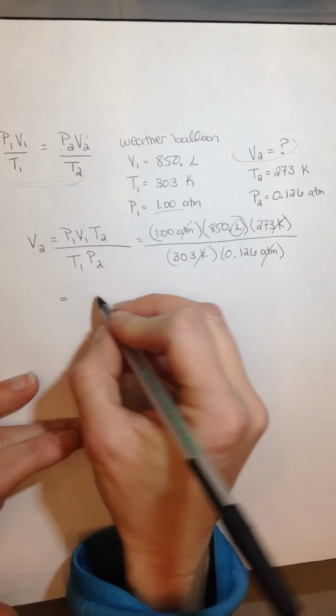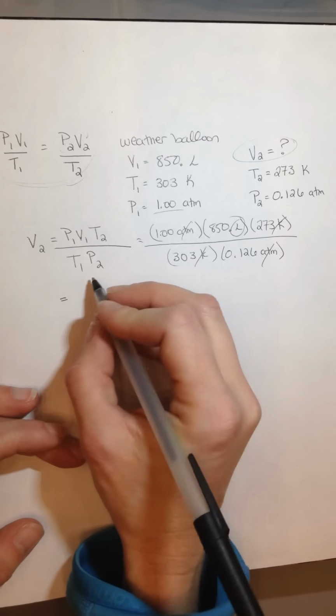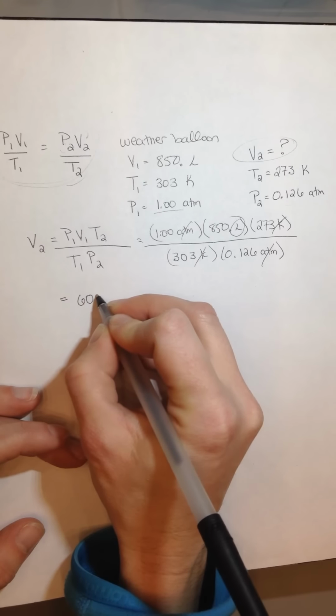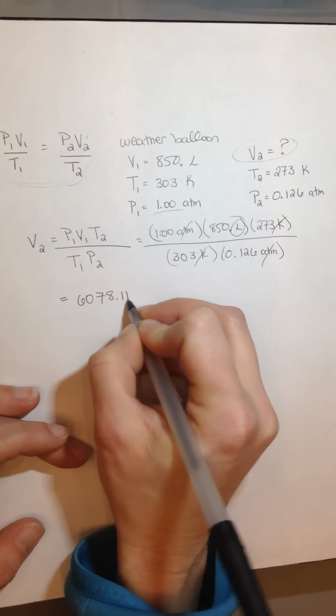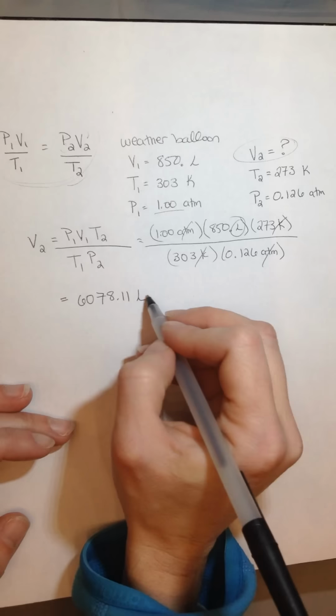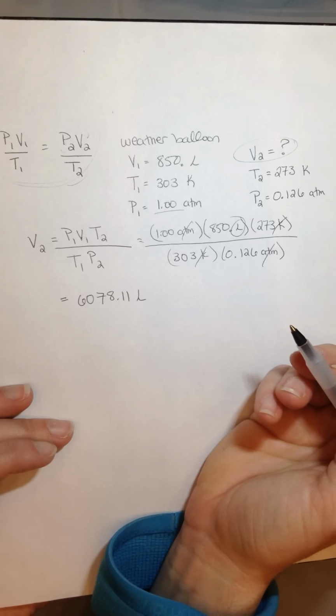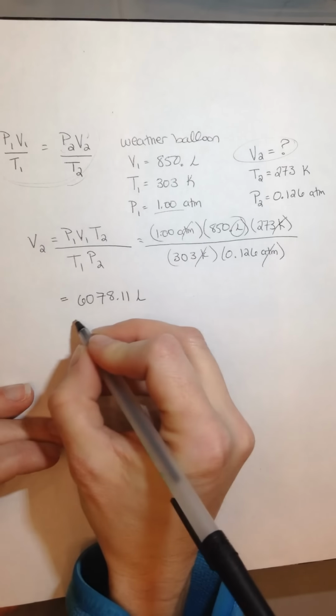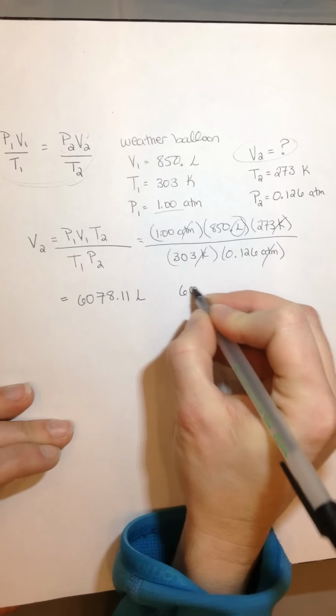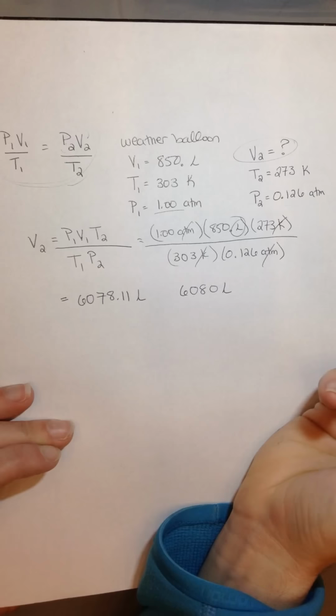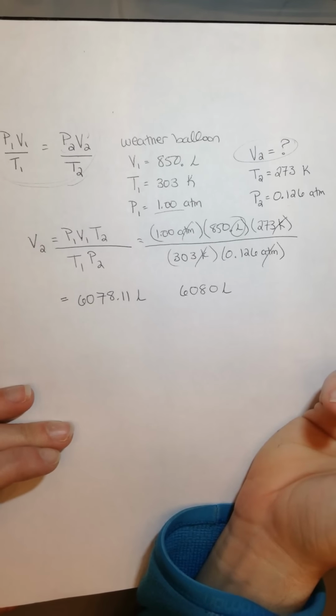When I put this in my calculator, the number that it spits out should be 6078.11 liters. Is this a number that I'm going to circle on my exam as the answer? No. Why not? Sig figs. How many sig figs should this answer have? 3. All right, so you could write it like this, 6080 liters. I would consider that 3 sig figs.